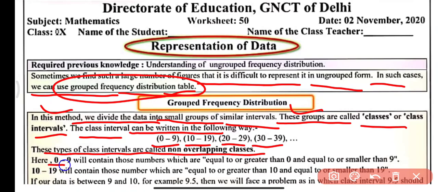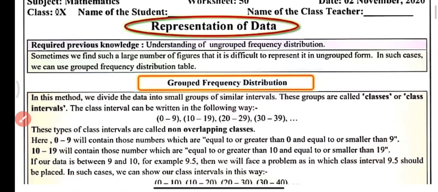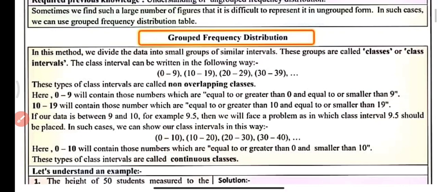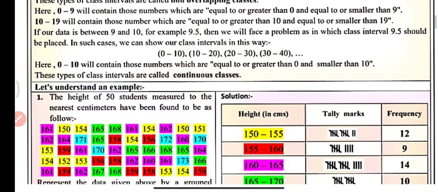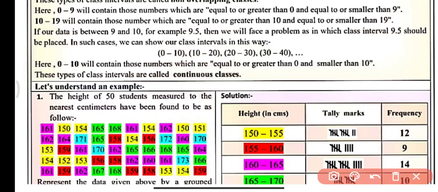So here 0 to 9 will contain only those numbers which are equal to or greater than 0, and equal to or smaller than 9. वही वैल्यू हम 0 to 9 क्लास इंटरवल में इंक्लूड करेंगे. So now 10 to 19 will contain those numbers which are equal to or greater than 10 and equal to or smaller than 19. देखिए 10 to 19 में हम वो नंबर्स इंक्लूड करेंगे जो 10 के इक्वल या 10 से ग्रेटर हैं और 19 से लेस हैं या 19 के इक्वल हैं.